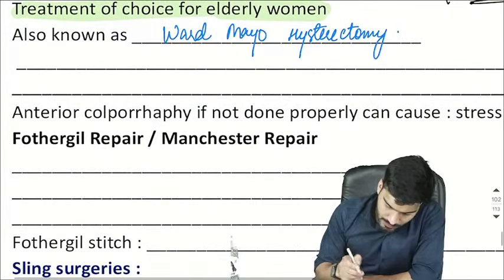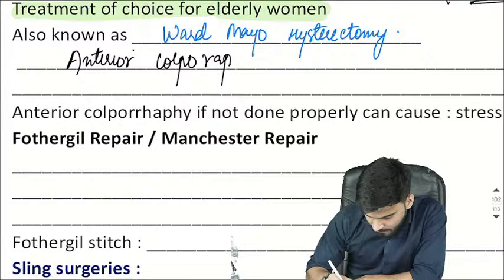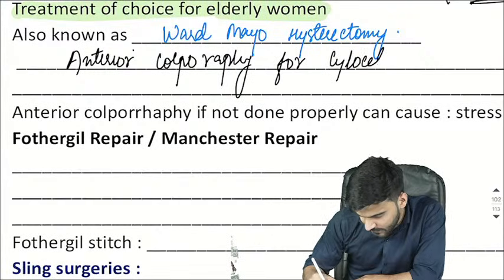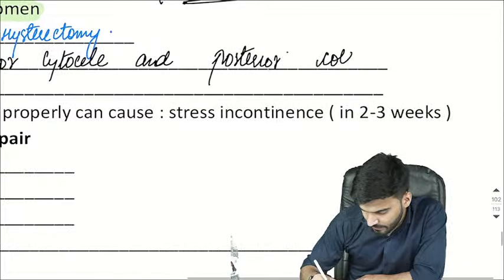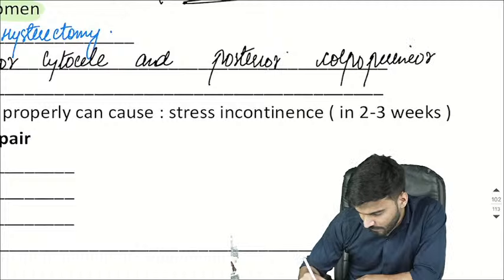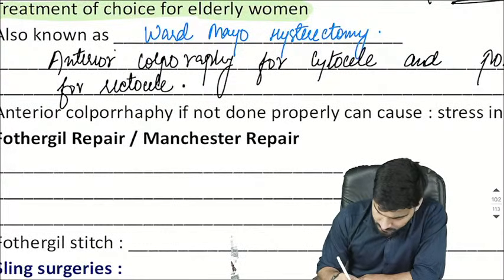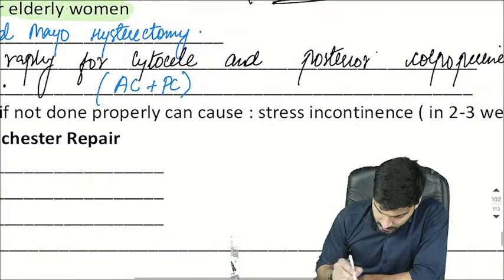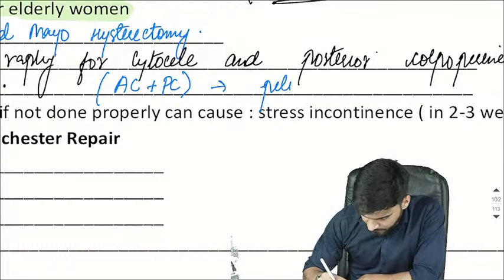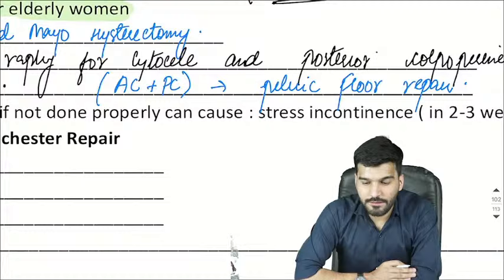Next to that, sir, what exactly we do? We go for anterior colporrhaphy for cystocoele, and posterior colpoperineorrhaphy for rectocoele, and together anterior colporrhaphy plus posterior colporrhaphy we call as pelvic floor repair. Clear to everybody? We call it a pelvic floor repair.